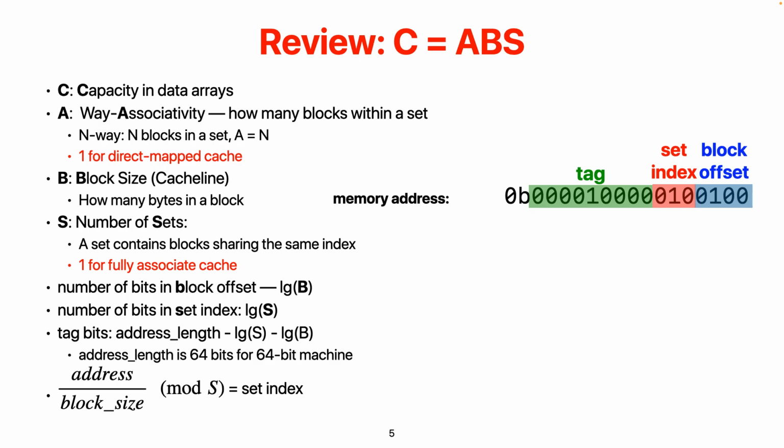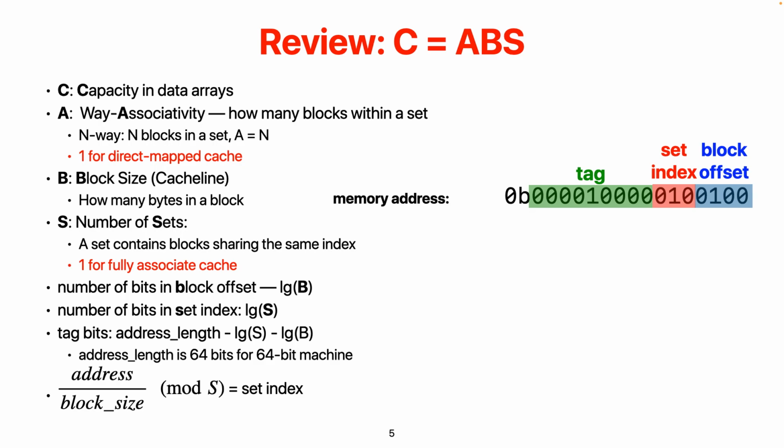And you are really wondering how many bits are in each field. So here is why we have this C equal to ABS. By using the capacity, the associativity, and the block size, these 3 are typically known when you are on top of a processor. As I show you, the command would tell you this, right?